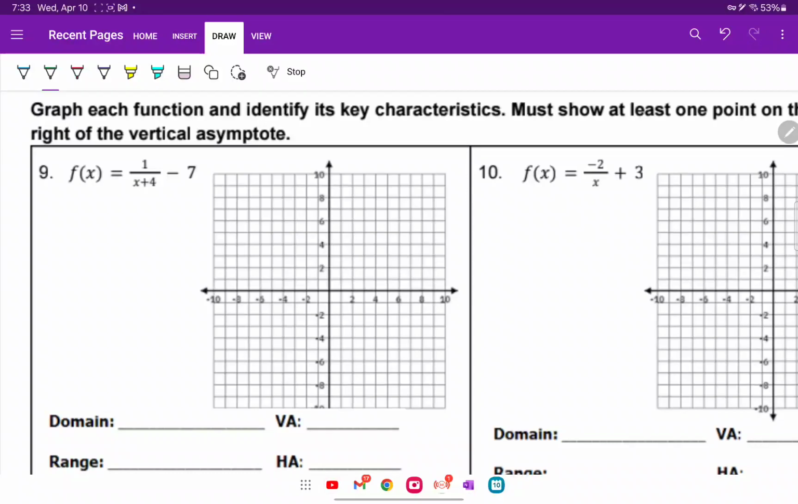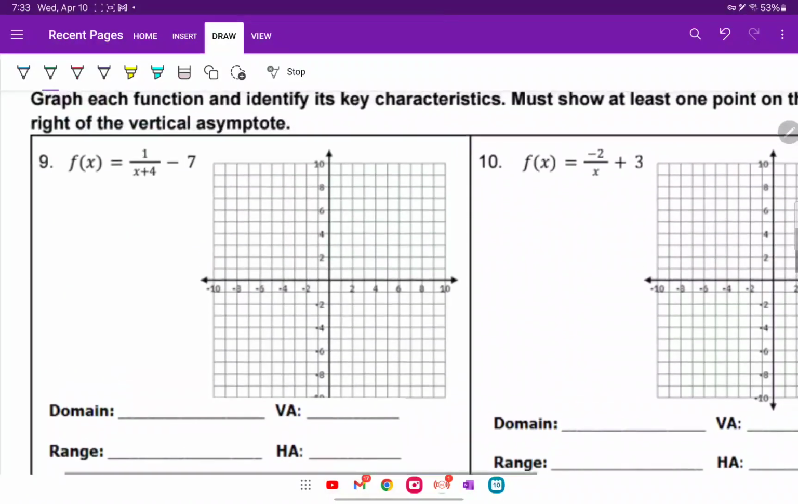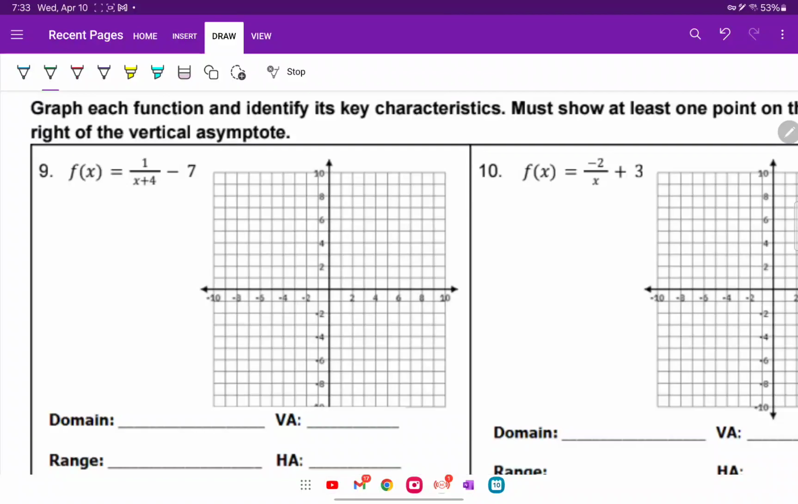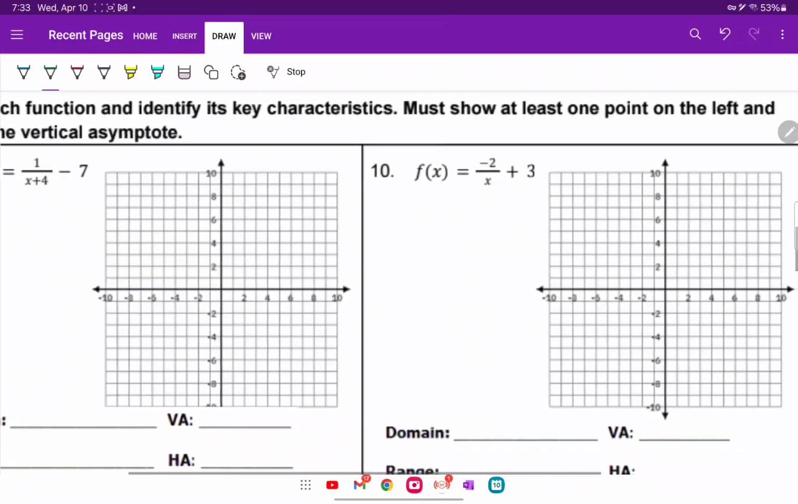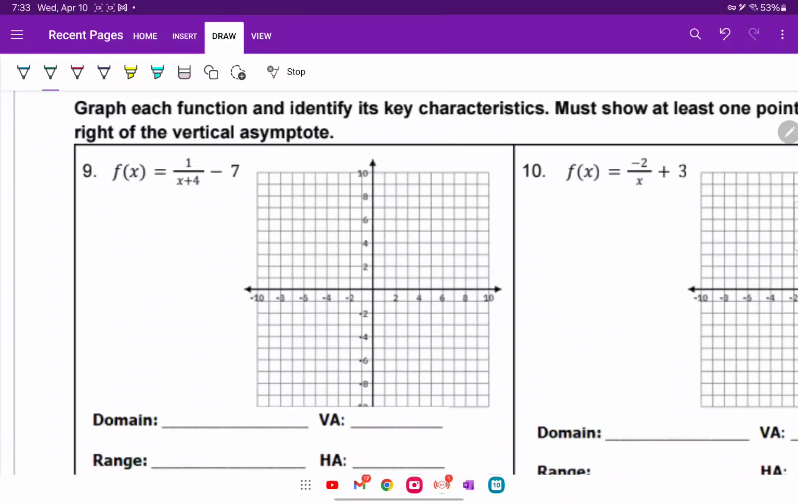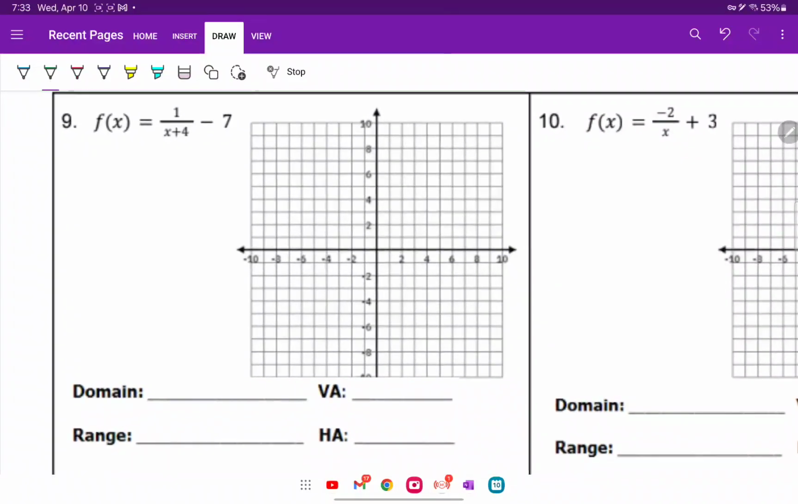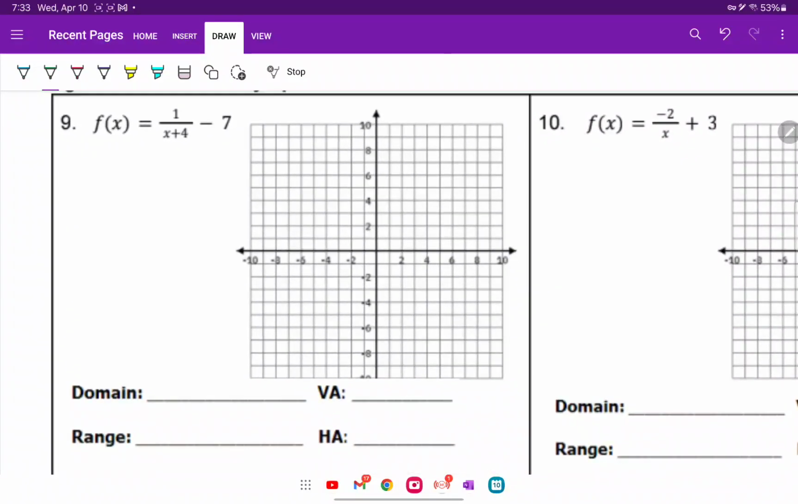All right, for number 9, 10, and the rest, it says, graph each function, identify its key characteristics, must show at least one point on the left and right of the vertical asymptote. Okay, so here we go. Number 9 first. So for number 9, it's in its standard form. So our vertical asymptote, x plus 4, set that equal to 0. So x equals -4.